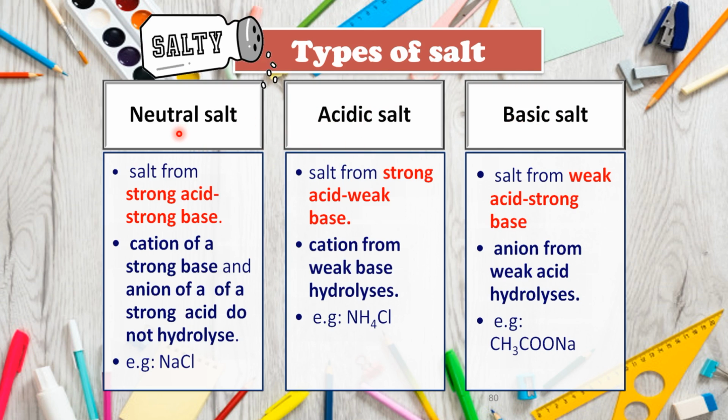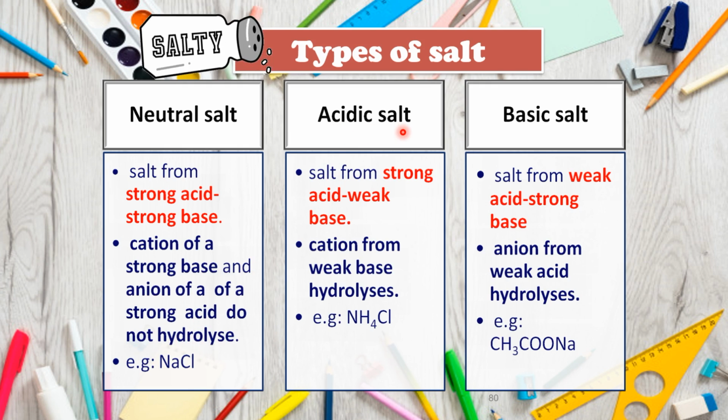So a neutral salt is a salt that is formed from the reaction of a strong acid and a strong base. The cation of the strong base and the anion from the strong acid do not hydrolyze. For example, sodium chloride.